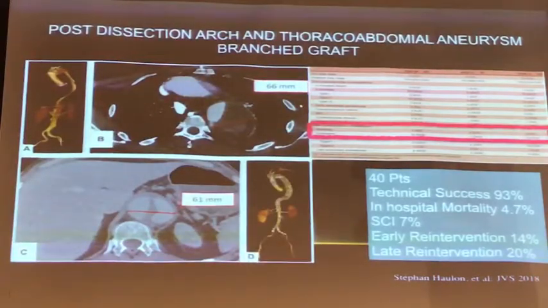Our previous speaker talked about this inner branch device, but we don't have experience. This is a study from the Holland, London and France group, with 40 patients focusing on post-dissection arch and thoracoabdominal aneurysm, where they had quite good clinical success with in-hospital mortality of 4.7%, but quite a lot of reintervention, including early and late reintervention.